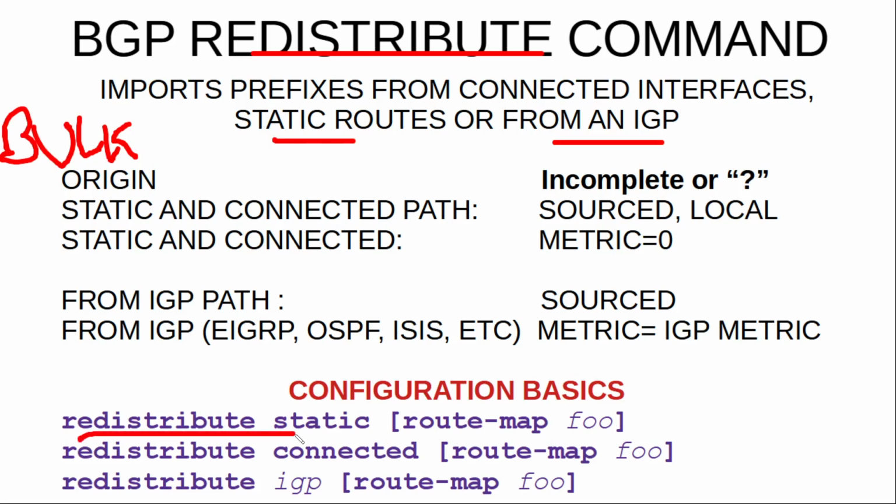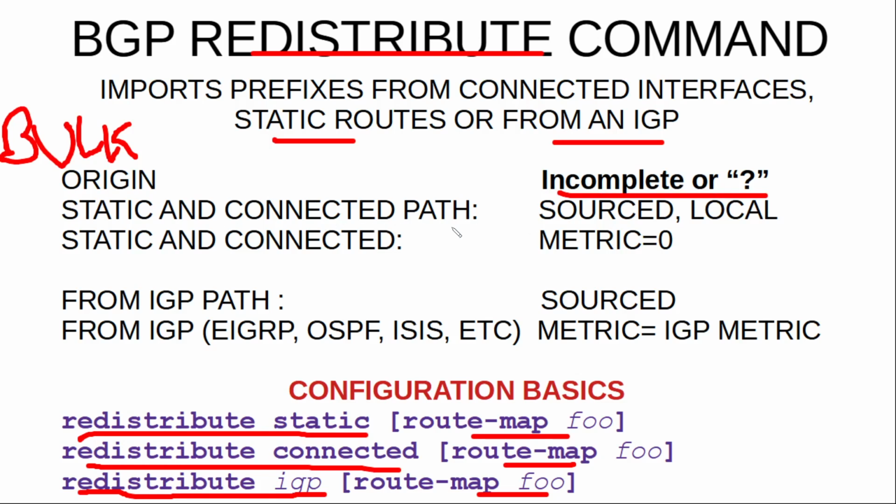You can use redistribute static to redistribute all your static route prefixes into BGP. You can type in redistribute connected, and then all your connected networks will be injected into BGP. And you can use redistribute OSPF or redistribute EIGRP to inject all the networks that you learned through these protocols into BGP in a bulk manner. You still can use a route map to filter some of them. And for static and connected redistribution, you will see this.